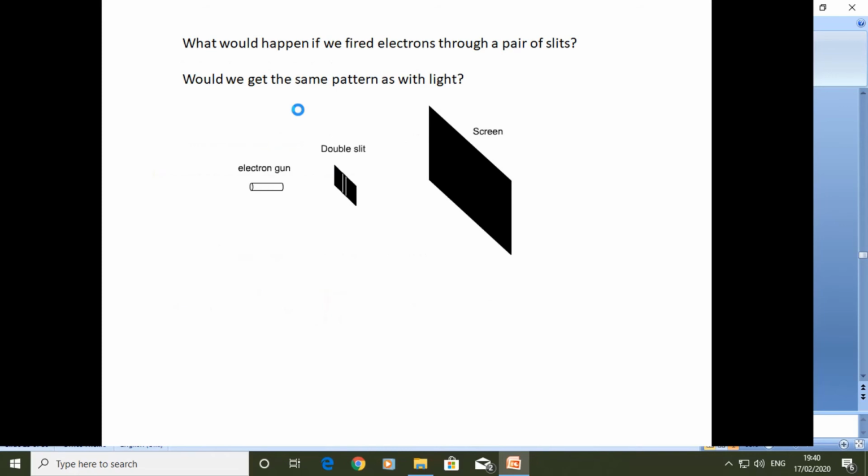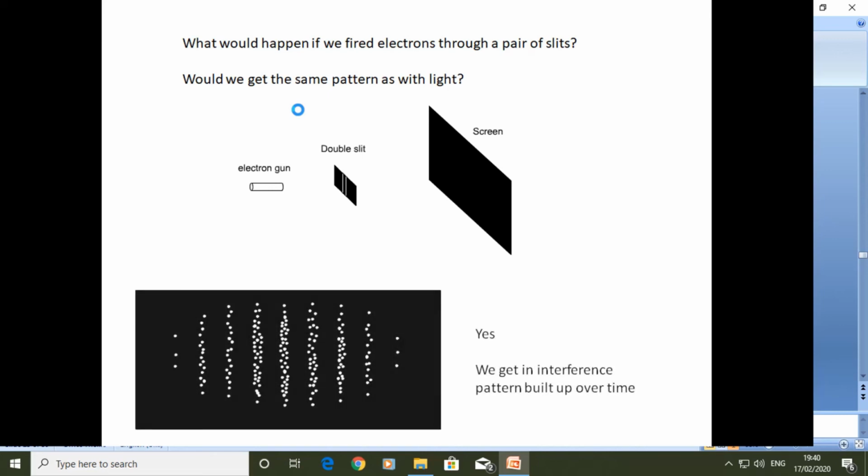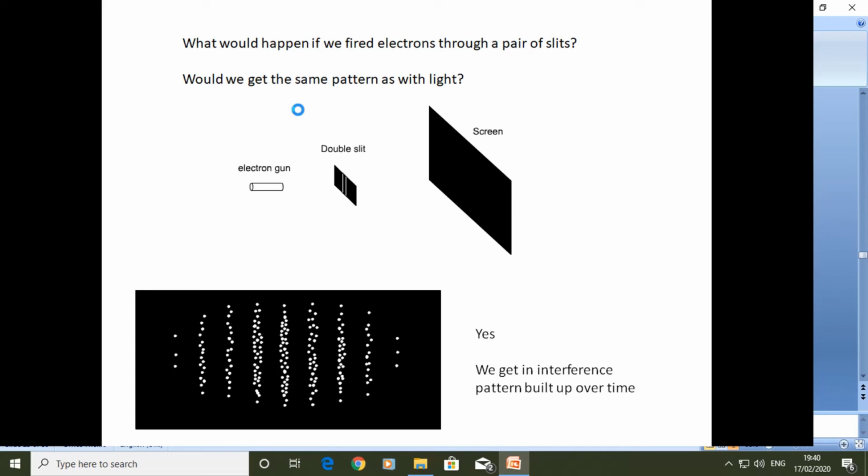Here's another situation where electrons behave like waves, and it's our double slit experiment. What would happen if we fired electrons through a pair of slits? Do we get an interference pattern as we would with, let's say, a laser through two slits? And the answer is that yes, we do. We build up over time, as the electrons arrive on the screen, an interference pattern. There are places where lots and lots of electrons arrive, and there are places where not very many electrons arrive.